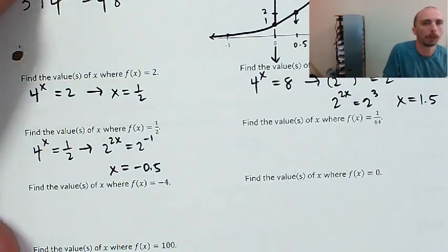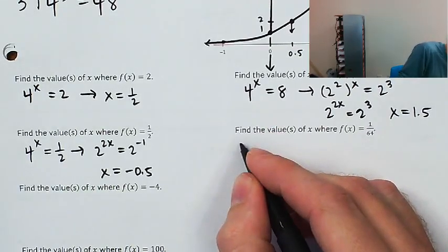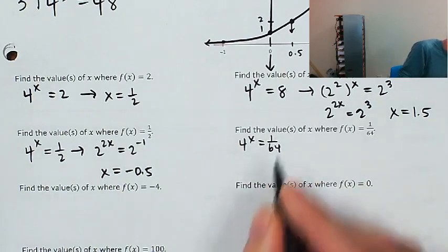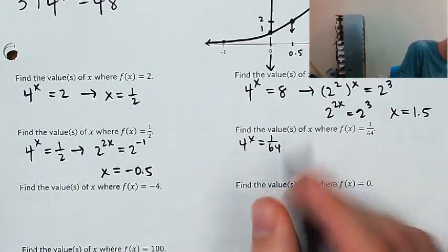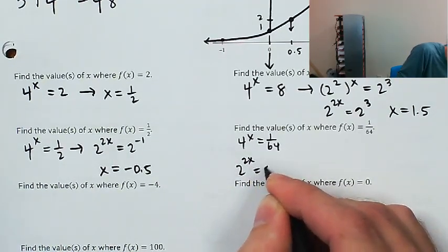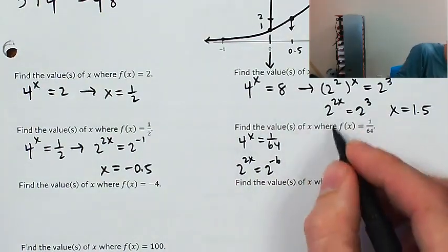Right. F of x equals 1/64. Okay, well, let's just get to it. 4 to the x equals 1/64. Okay, 64 is 2 to the 6th power. So this would be 2 to the negative 6. So 2 to the 2x equals 2 to the negative 6, meaning 2x equals negative 6. I think x is going to equal negative 3.